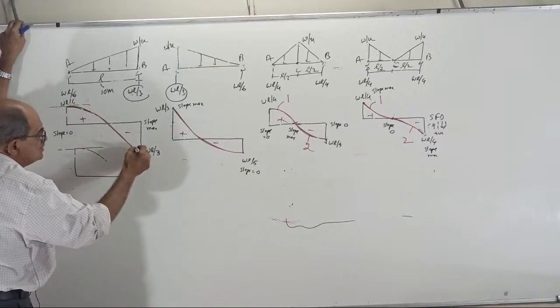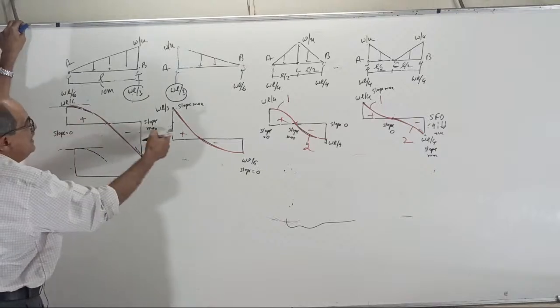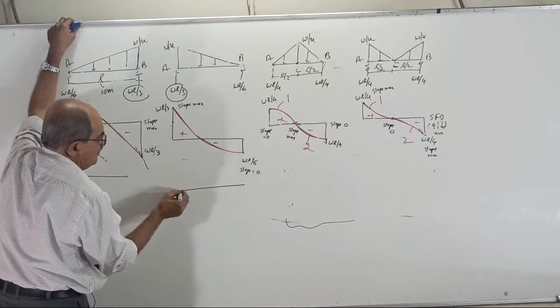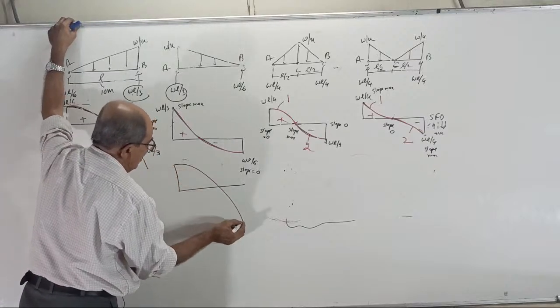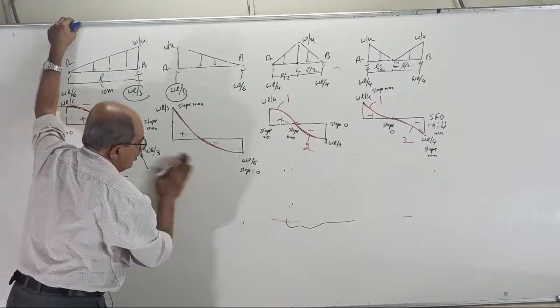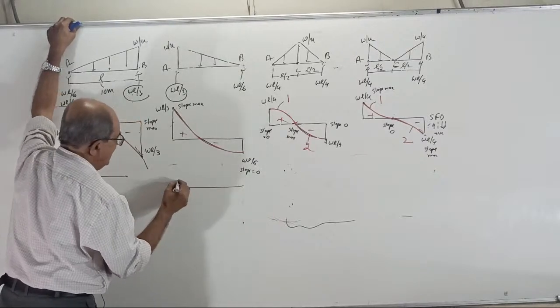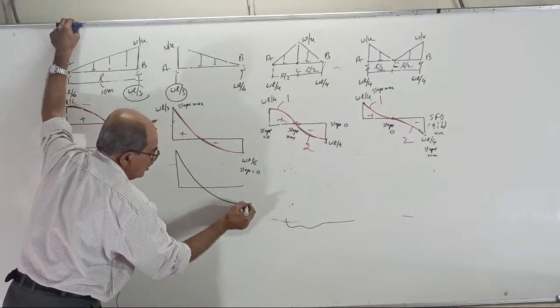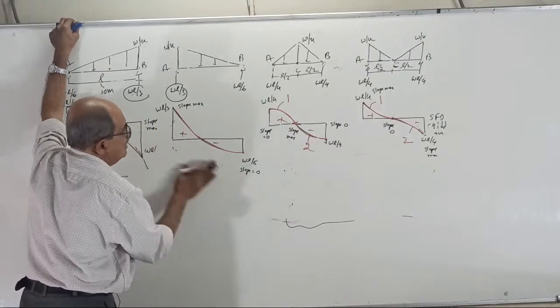Here the slope is 0. If I draw the same way here, it is wrong. Why? Because here intensity is maximum, so 0 slope is wrong. So here it is maximum slope, and when you reach here, 0 slope. Okay, now this should be clear.